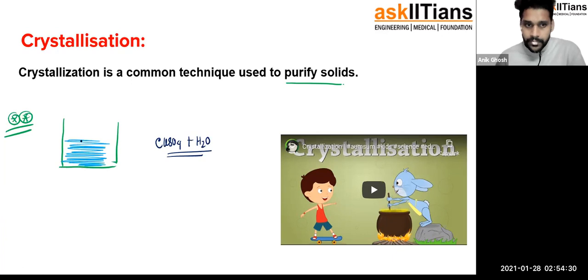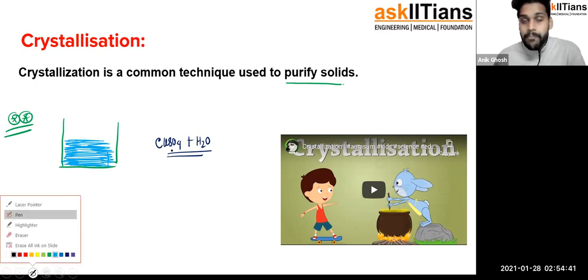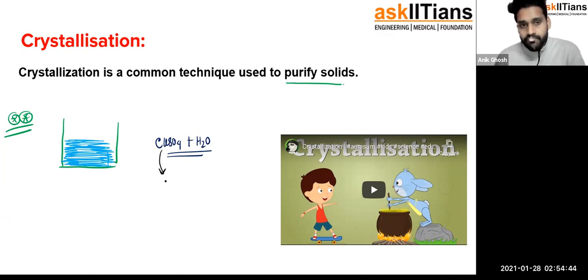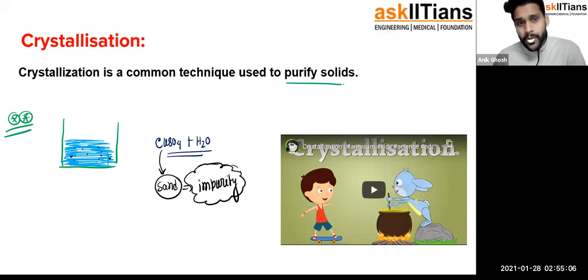Fine. Now let's just consider this copper sulfate contains some impurities, like a little bit of sand, silicon dioxide in it. So sand particles would also be dissolved in here. Fine, the impurities. This is there as an impurity. Now the sand particles would also be there, right?